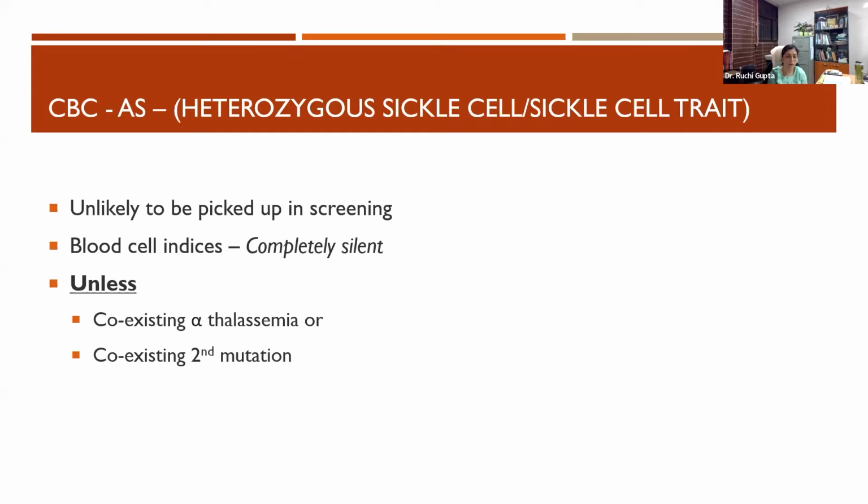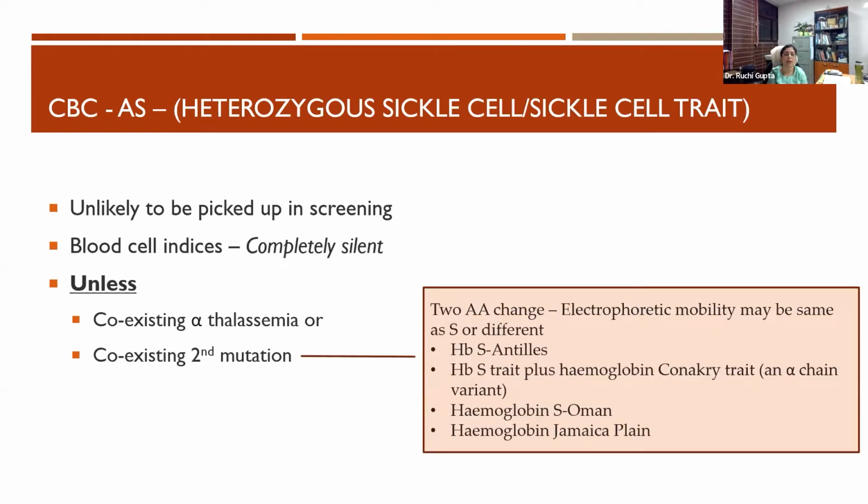unless you have some coexisting alpha thalassemia, or a coexisting second mutation along with a beta sickle mutation, because of which the patient has presented to you. The second mutation could be a change in another amino acid besides the switch from glutamic acid to valine, like the presence of hemoglobin S Antilles, Oman, or Jamaica Plain. Personally, to me this is more theoretical, and we are yet to see such cases. But it is known that patients who are heterozygous for sickle cell, if they have some other coexisting mutation, the cells will retain their property to become sickle.